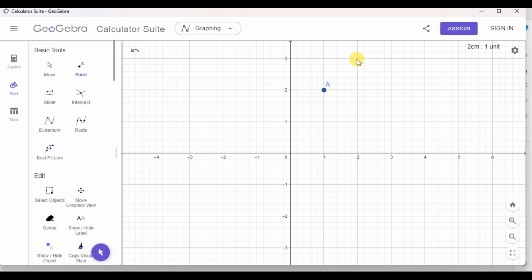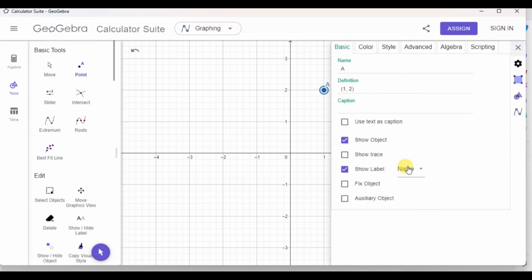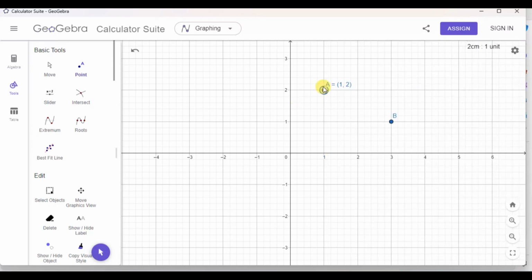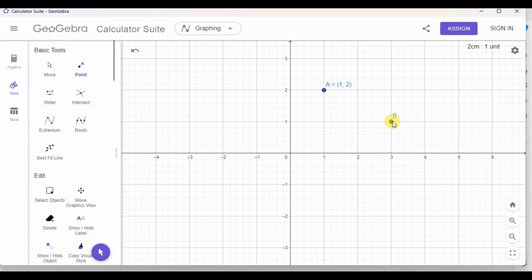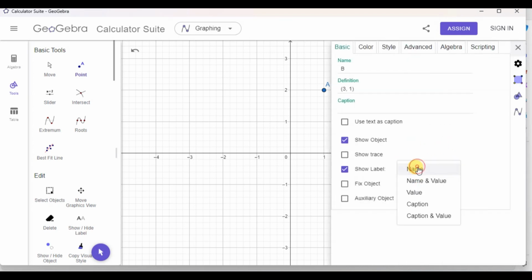I want a very beautiful diagram. All right, okay, let me pick it this way. 3, 1, that's B. So let me let this appear so we can get the label clear. So we have 1, 2. The 1 is the x value and the 2 is the y value. I want the B to also appear.